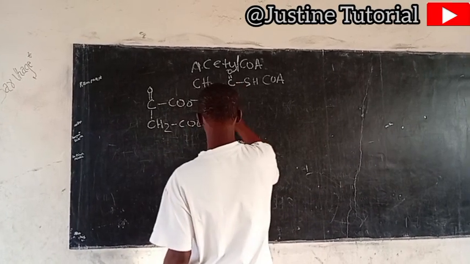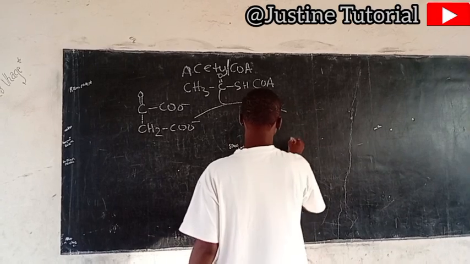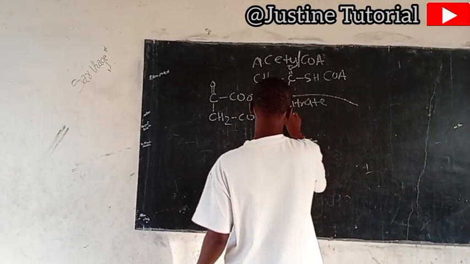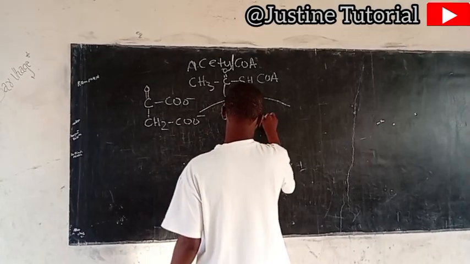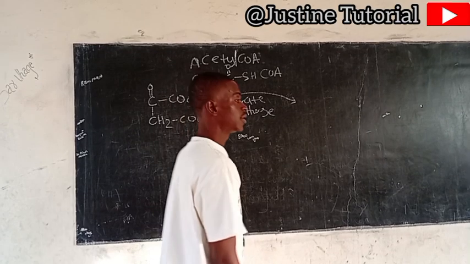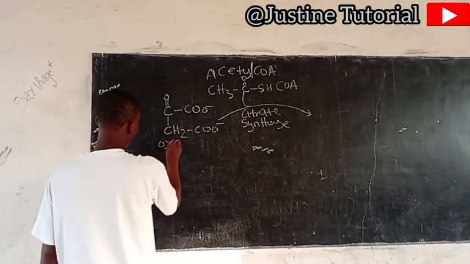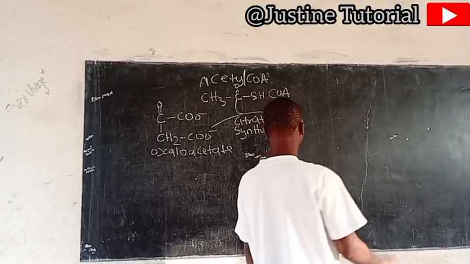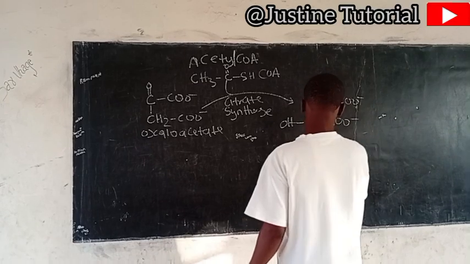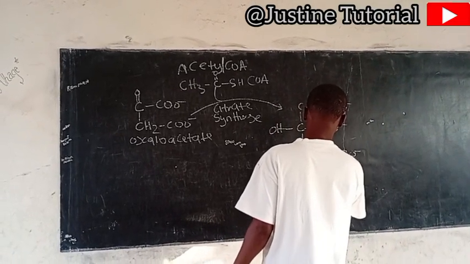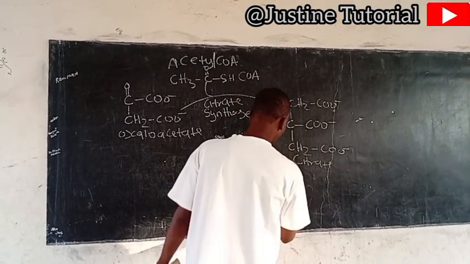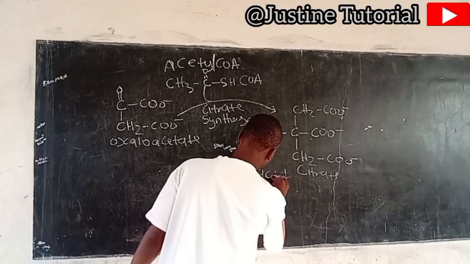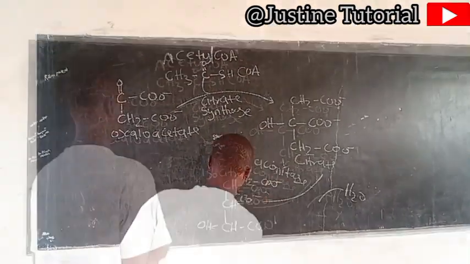When it fuses with your acetyl-CoA by the enzyme citrate synthase, you are going to get, this is your oxaloacetate, you are going to get citrate. Citrate will be converted to isocitrate by an enzyme known as aconitase with the release of water.